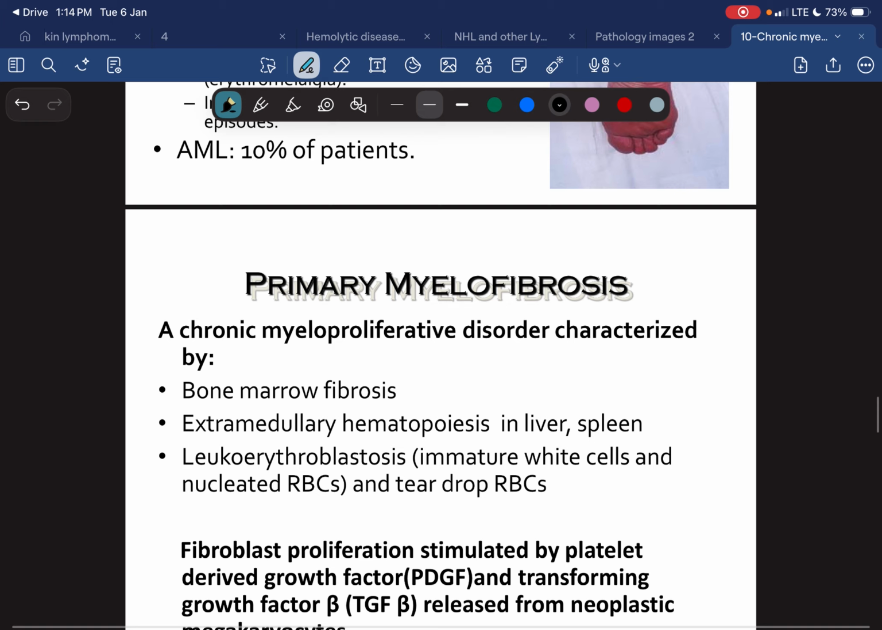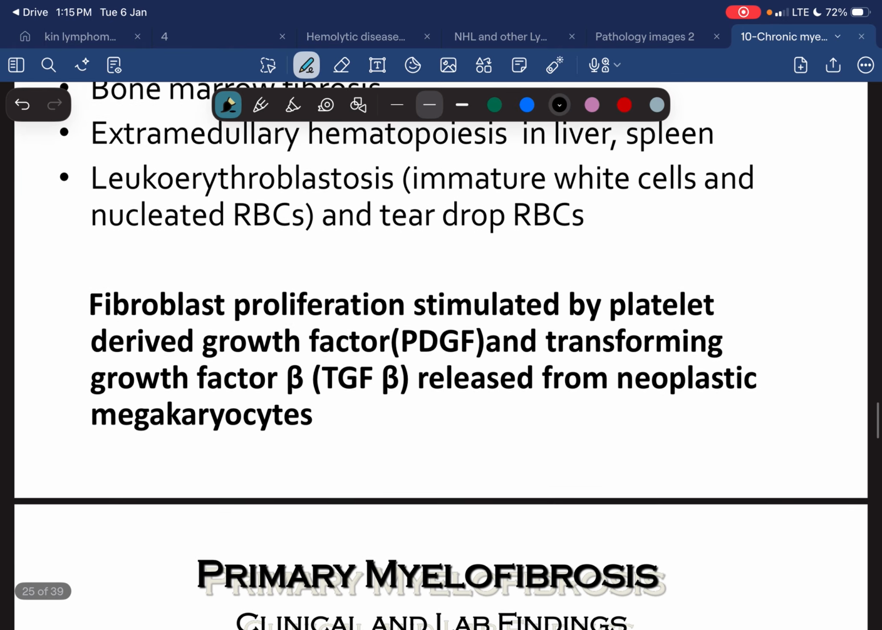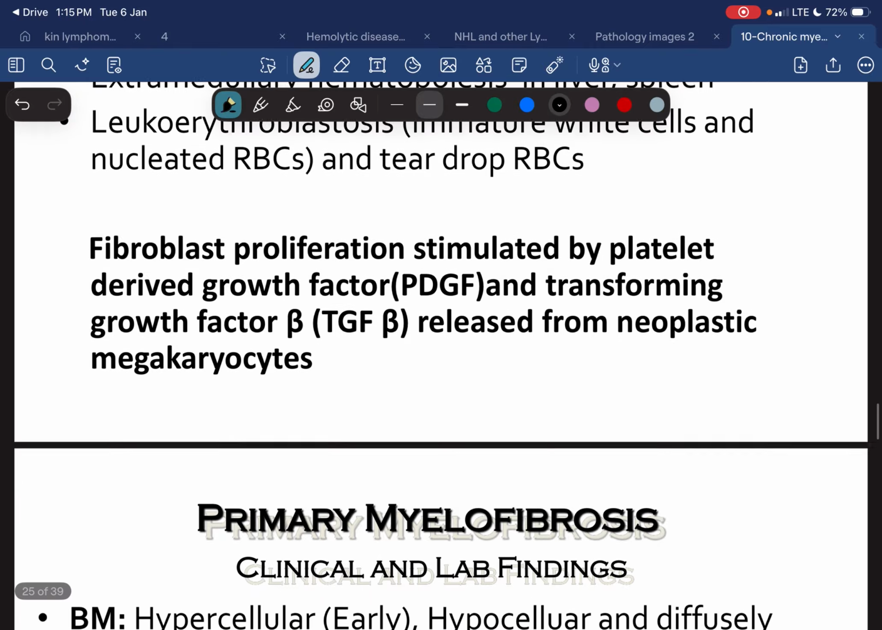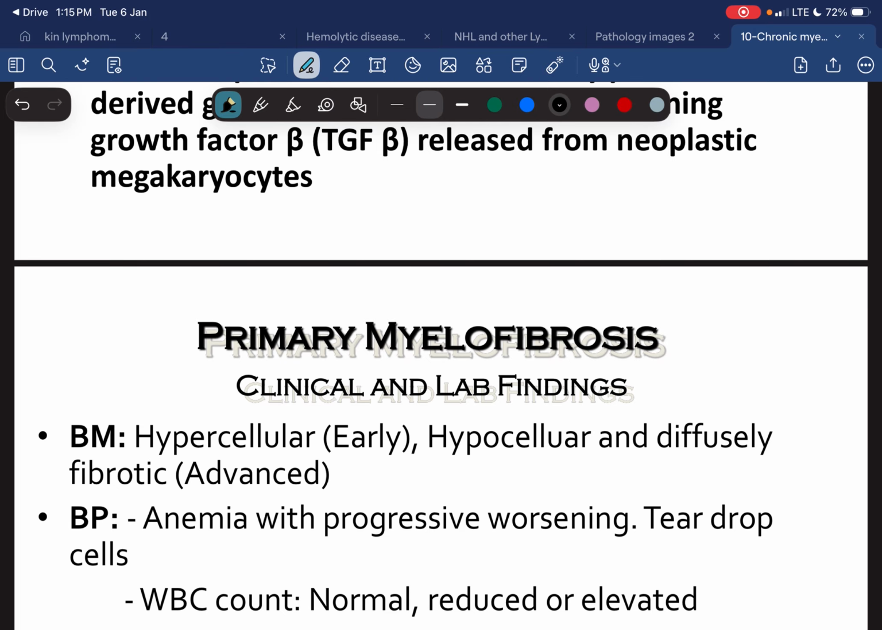Primary myelofibrosis, chronic myeloproliferative disorder characterized by bone marrow fibrosis and extramedullary hematopoiesis in liver and spleen. In the peripheral blood, we will see immature white blood cells and immature RBCs, which are nucleated RBCs, erythrocytes, plus teardrop RBCs. So why do we have fibrosis in the bone marrow due to a neoplastic process affecting the megakaryocytes?